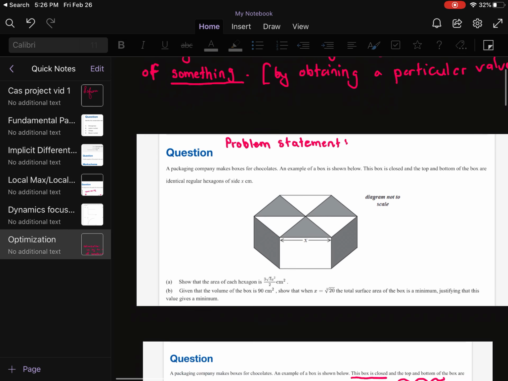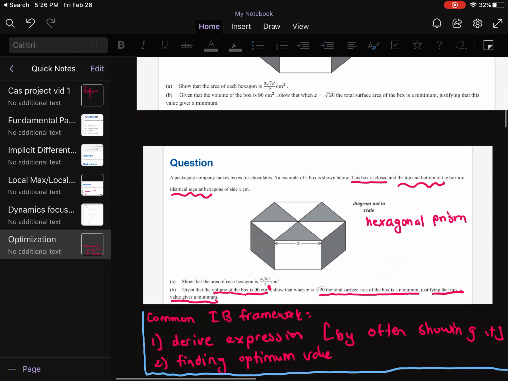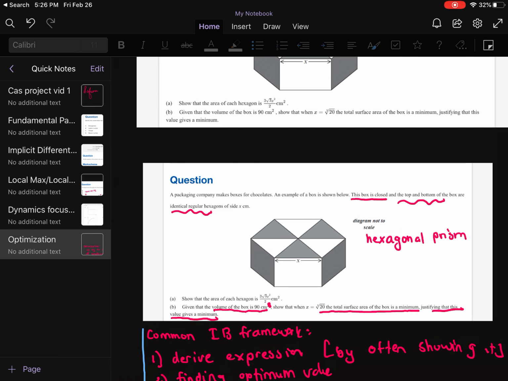So hopefully the question makes sense and is not overly difficult. Let's point out some key pointers in what the question is asking. They mentioned that the box is closed, so effectively there's a lid on the box, and what that means is that you would consider the top when calculating the surface area in this case. Also, the bottom and the top are identical regular hexagons. Keep in mind they mentioned regular, and they've shown a skeletal diagram of what a hexagon looks like, in which there are 6 triangles.